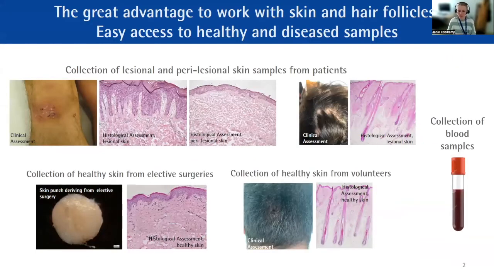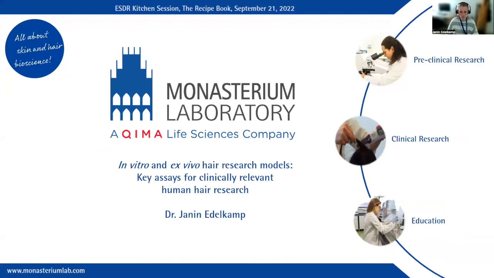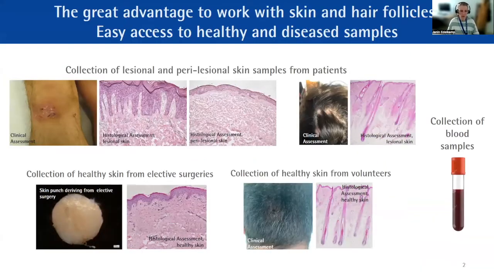Within the next 20 minutes, I will try to give an overview on currently available in vitro and ex vivo models for hair research that are most clinically relevant. So in hair follicle research, we have many complex diseases and research questions that we are dealing with. So we really need good models to answer all of these questions. So I will try to give an overview of what, in my opinion, are the key assays. Of course, I cannot explain all the assays, but I think these are the most clinically relevant.